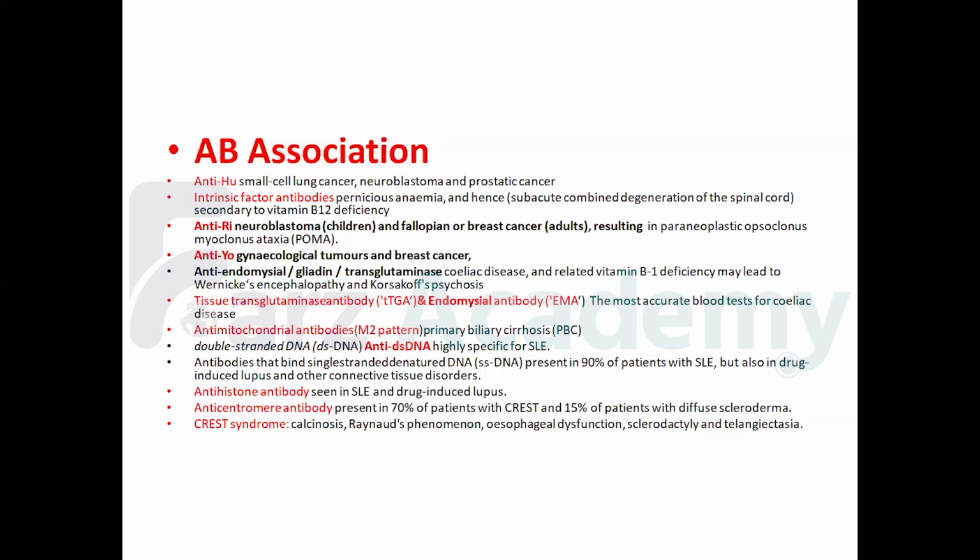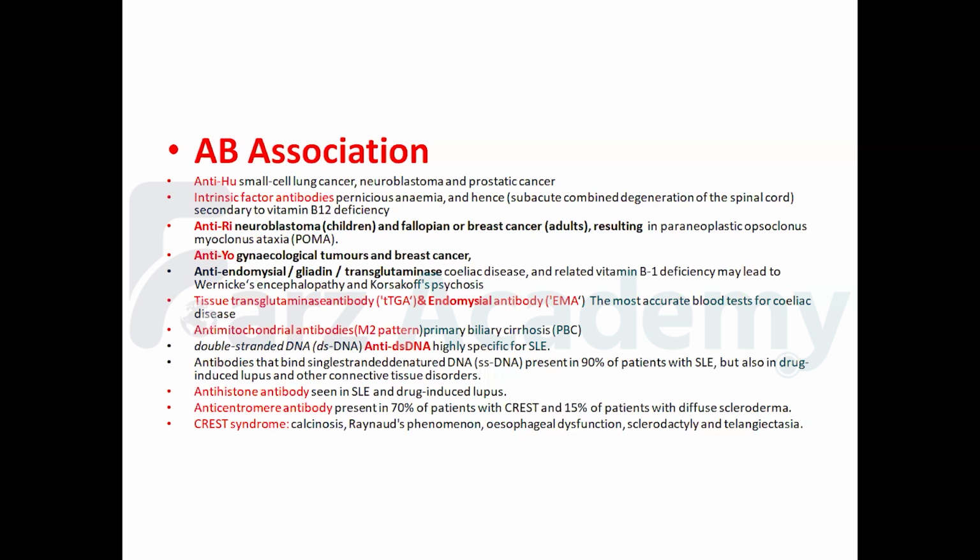Anti-double-stranded DNA, anti-dsDNA antibodies, are highly specific for SLE. Antibodies that bind to single-stranded denatured DNA are present in 90% of patients with SLE, but also in drug-induced lupus and other connective tissue disorders. While anti-histone antibodies are seen in SLE and drug-induced lupus, they are specific for drug-induced lupus.